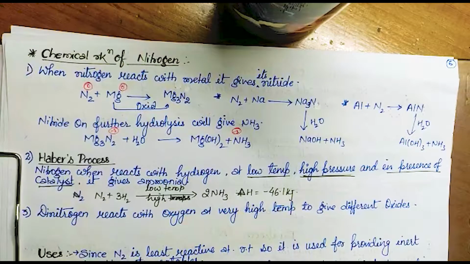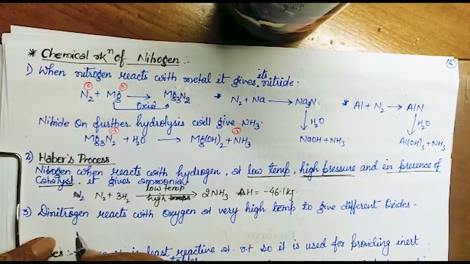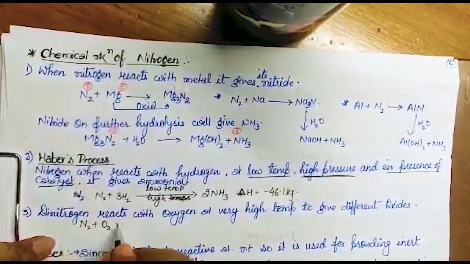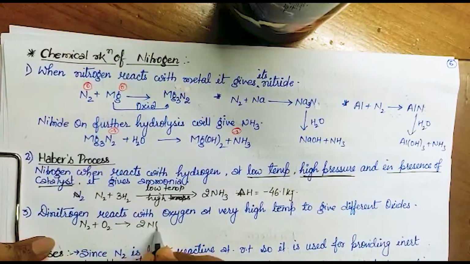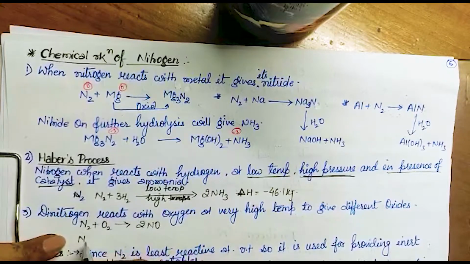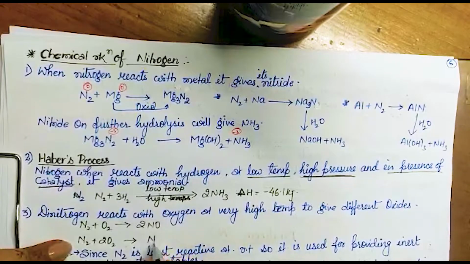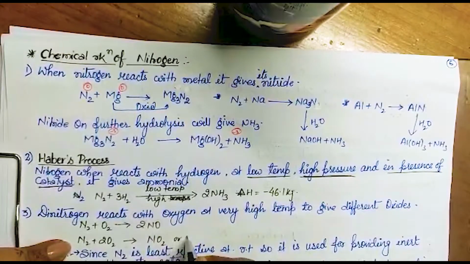Next reaction is that dinitrogen reacts with oxygen at very high temperature to give different oxides. Many oxides it can give, it depends upon the number of oxygen molecules it reacts with. Suppose N2 is reacting with one oxygen molecule only, it will form 2NO. If N2 is reacting with two oxygen molecules, what will it form? NO2, or N2O4.